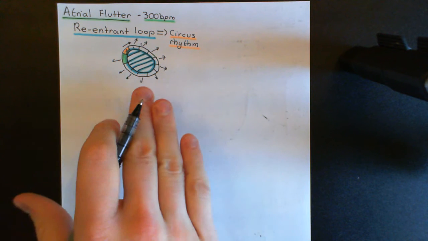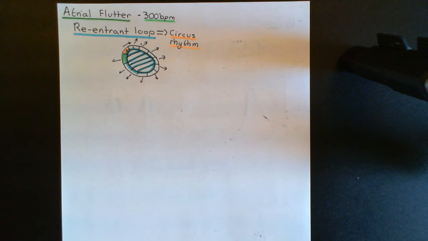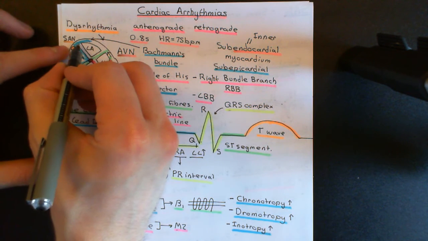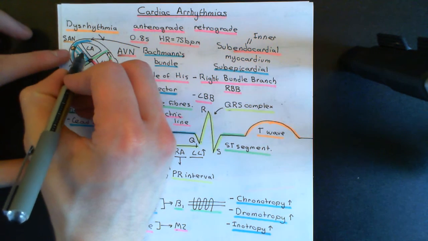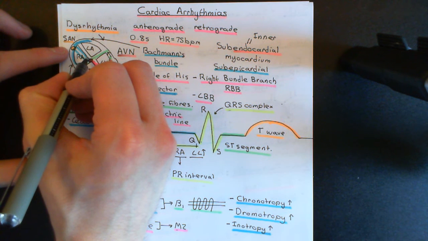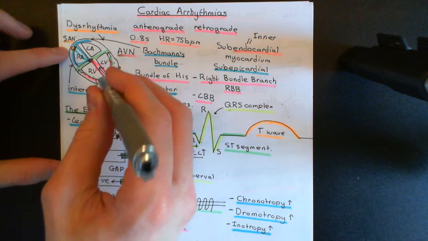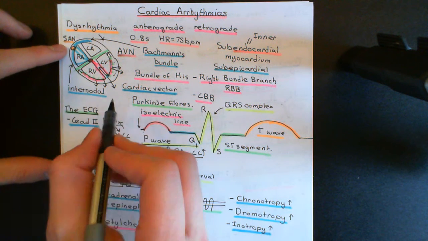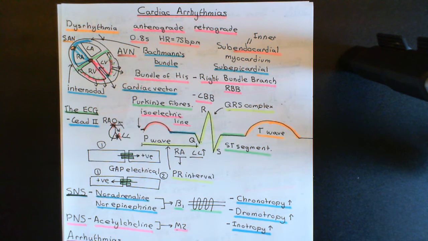If the reentrant loop is right at the top of the atria, then when the electrical signals propagate down from it, they will be propagating through the atrial walls in an anterograde fashion. Bringing back up this picture here, the cardiac vector for that propagation will be pointing from the right atrium down to the left leg, and therefore we'll get an upward deflection on our lead 2 ECG.